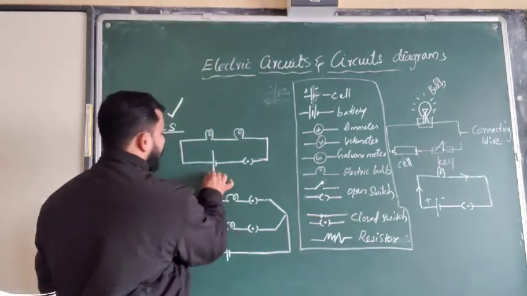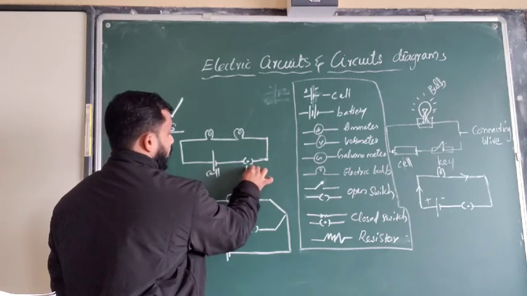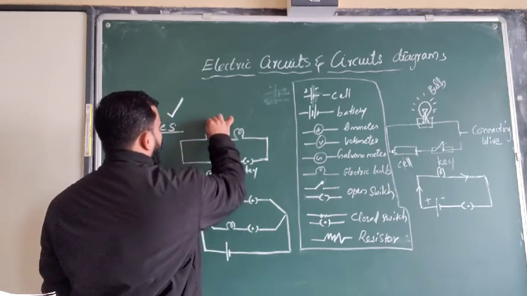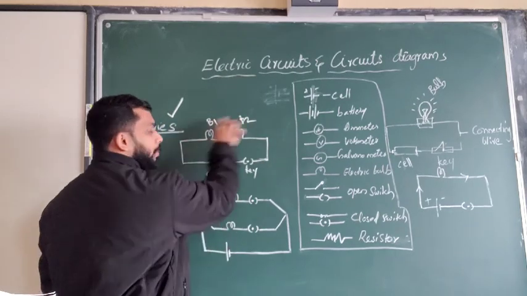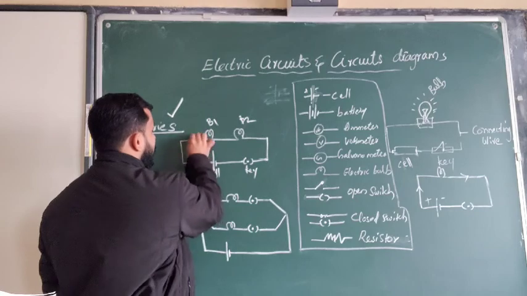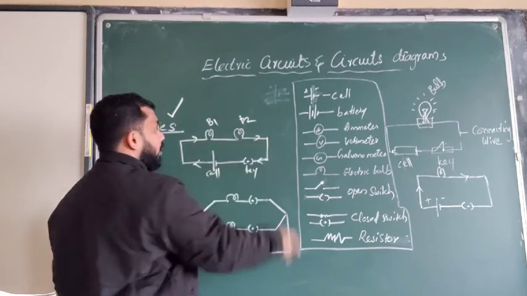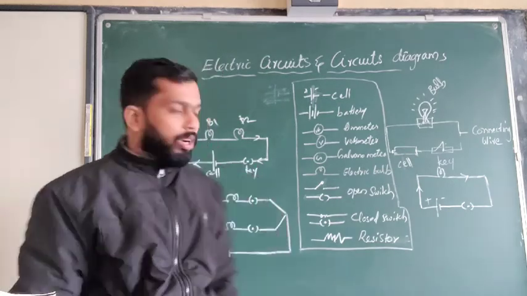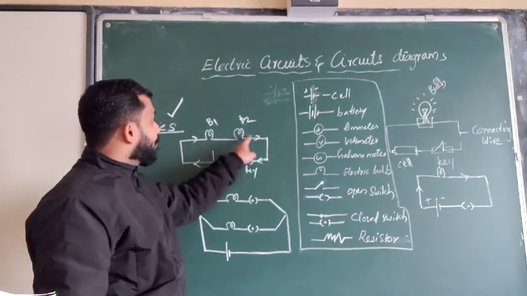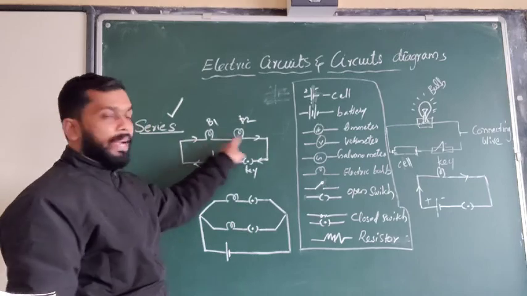See, here I have a cell, and a key or switch is there. Then one bulb V1 is there, and bulb V2 is there. What will be the direction, from the positive to the negative? So this will be the direction of the current flowing. Now, when the key is closed, the current will start flowing. Here you can see only one path is there for the flow of current.